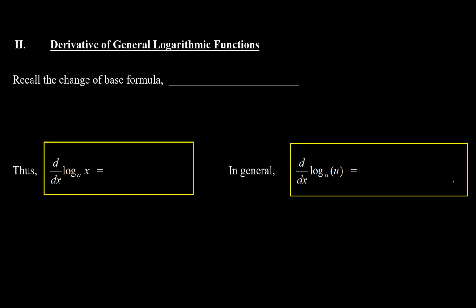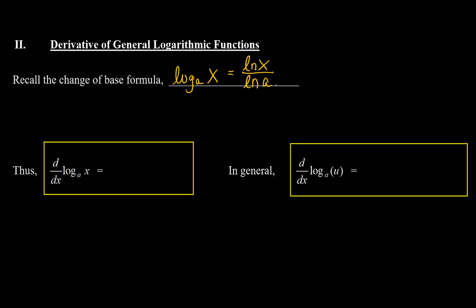Well, all those problems that we just did were of the natural log. Well, what about logs of different bases? Well, let's recall the change of base formula. If I have log base a of x, I can turn that into the natural log of x divided by the natural log of a. And a is a number, so that's just like dividing by a constant.